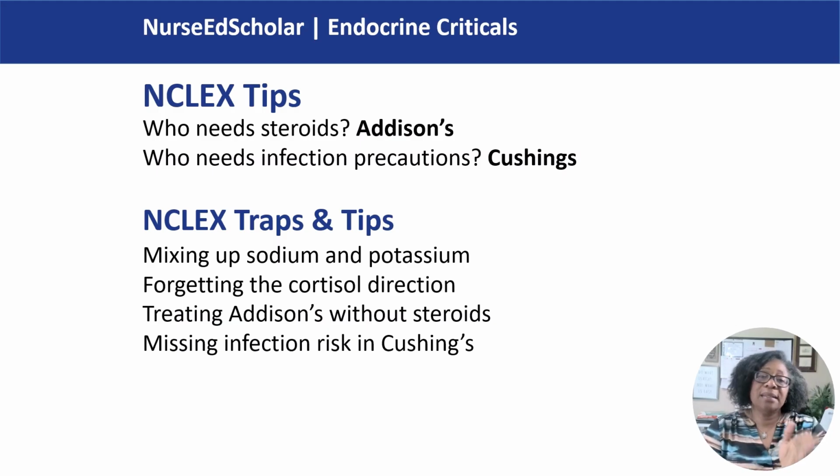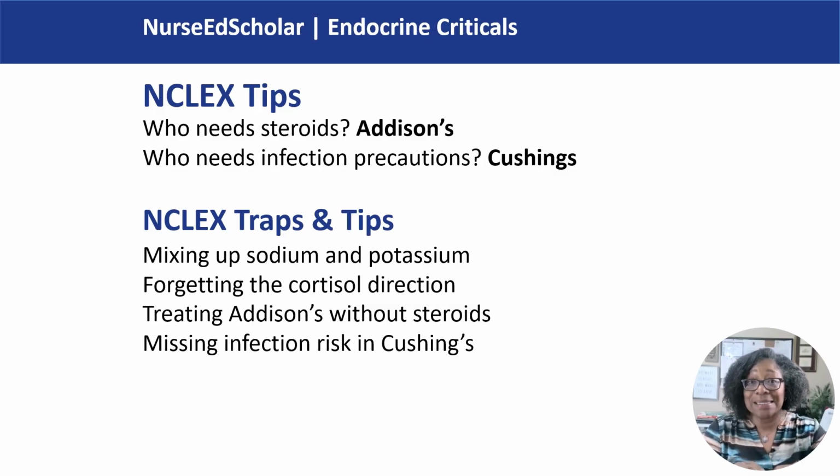So, NCLEX tips and traps. Okay. So, if there's a question about who needs steroids, that's going to be Addison's. If you have a question about who needs some kind of infection precautions, that's going to be the person with Cushing syndrome. A lot of students make mistakes when it comes to these diseases, Addison's disease and Cushing syndrome, because they mix up the sodium and potassium, not remembering what's high or what's low. They forget the cortisol. High cortisol causes this, low cortisol causes that.